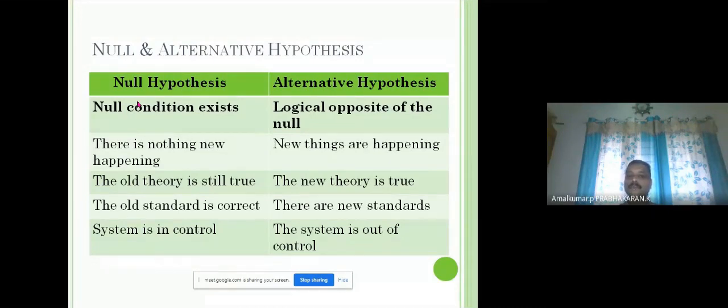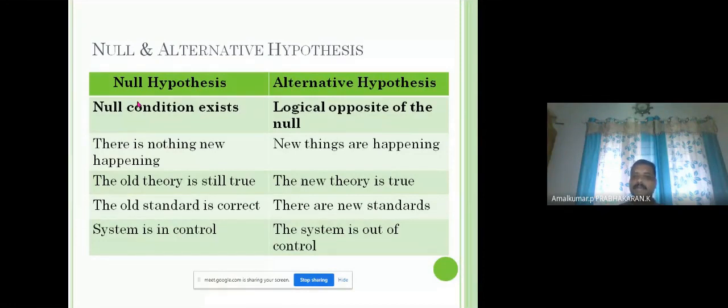And the alternative is that new things are happening in the society. Similarly, the null hypothesis believes that the old theory is still true, but the alternative believes that there are new theories, and that the new theories are true. Again, the null hypothesis believes that the old standard is correct, but the alternative believes that there are new standards.